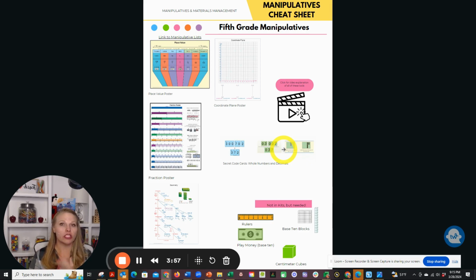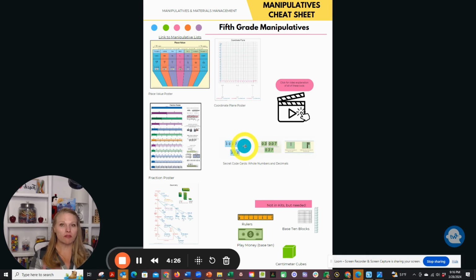I have a whole page just on secret code cards and the various ways you may choose to store them or to organize them. So these are pretty important. You're going to use them in your whole number units and you're going to use them in your decimal units. As students are learning the value of decimals, how to compare them, how to add with them, all of that work, you're going to be using secret code cards to help you conceptually understand those concepts. They're both very important. When they're mentioned, please use them.